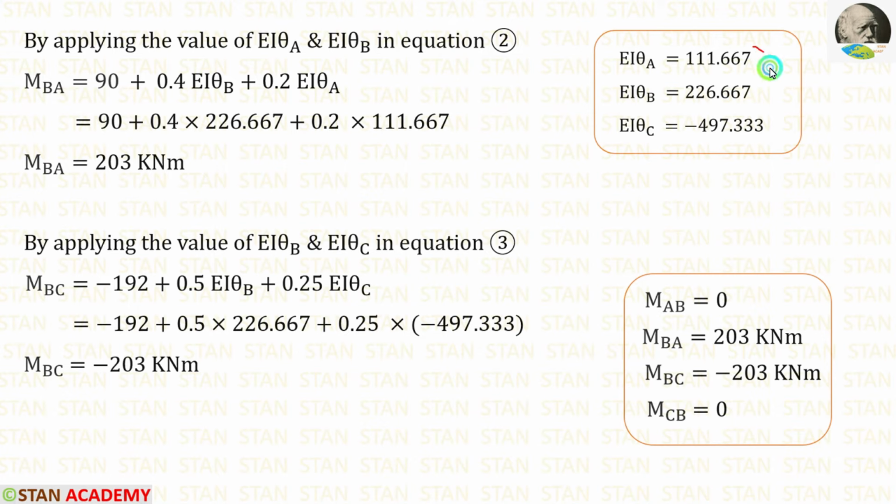For that, we have to apply these values in the slope deflection equations. For MAB and MCB, we don't have to apply the values in the slope deflection equations because we already know they are 0. So no need to apply and waste the time. When we apply the values of Ea theta A and Ea theta B in the equation number 2, we are getting MBA, which is equal to 203 kN meter. When we apply the values of Ea theta B and Ea theta C in the equation number 3, we are getting MBC, which is equal to minus 203 kN meter.